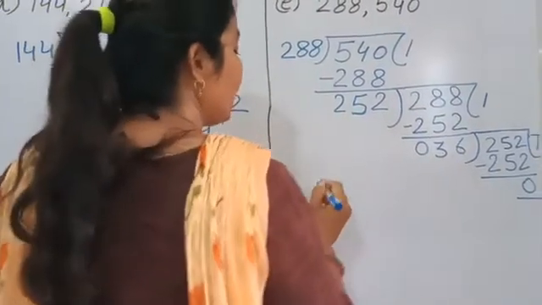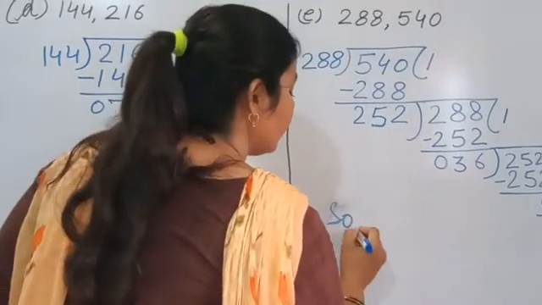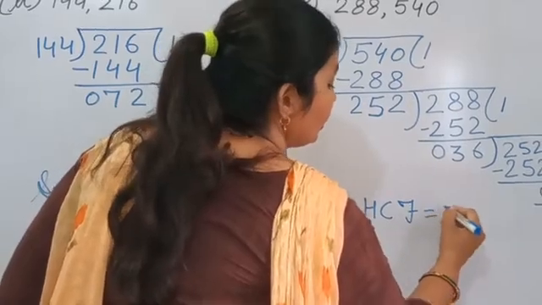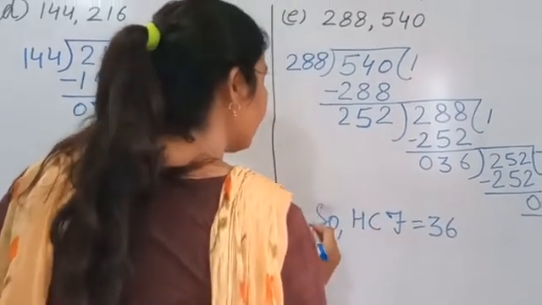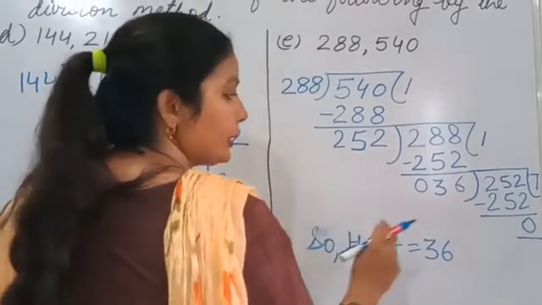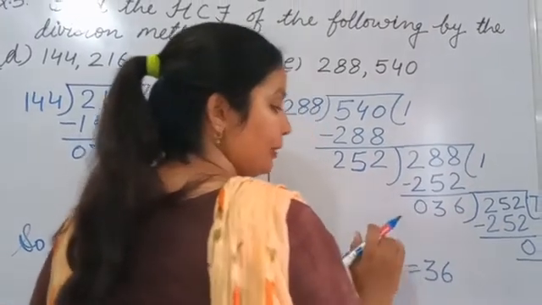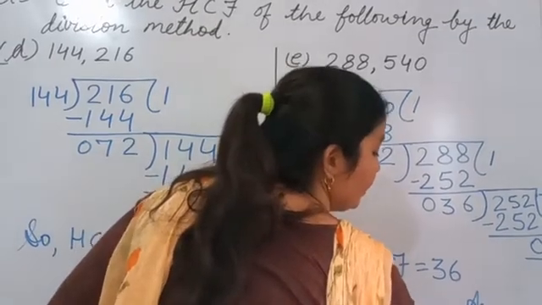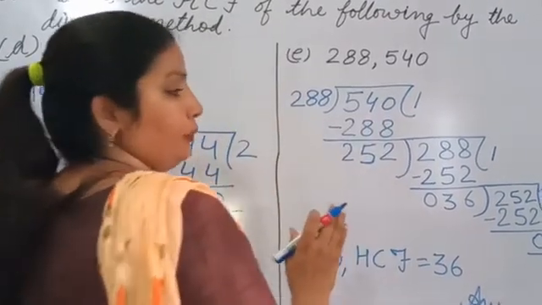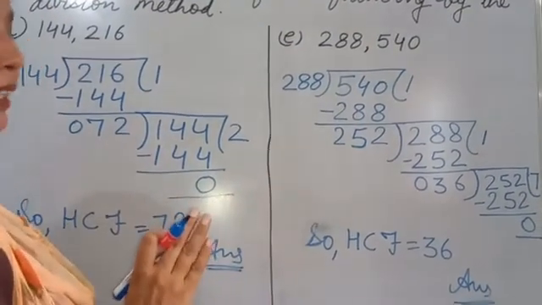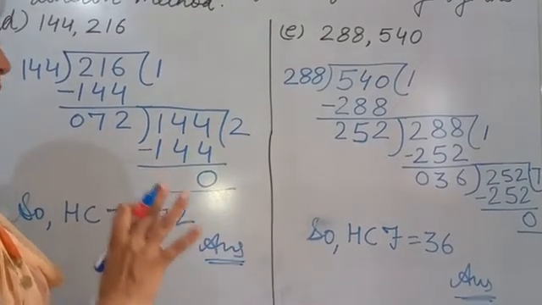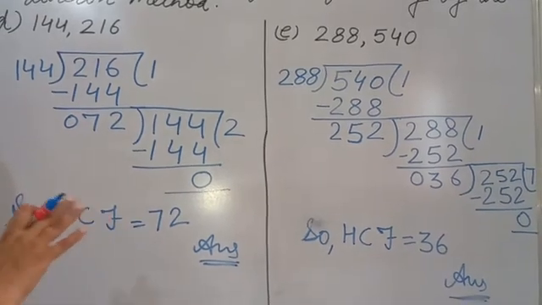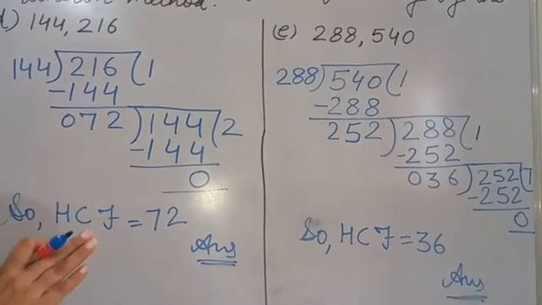Okay, so HCF equals 36. Our last divisor that gives us remainder 0, that will be our HCF. So HCF equals 36. That's your answer. This is the easy way of doing HCF. You don't have to take any common factors, nothing else, only divide and you will get your answer. So the ABC part you will do yourself. Okay, thank you.